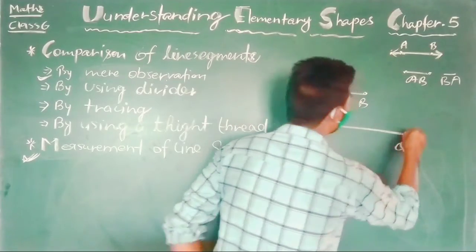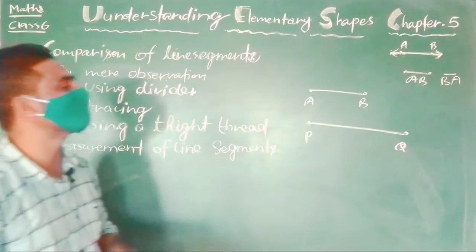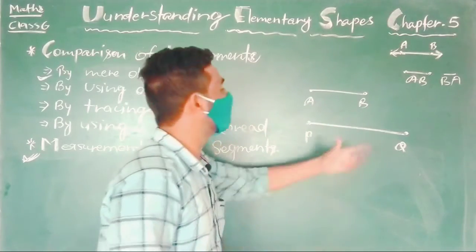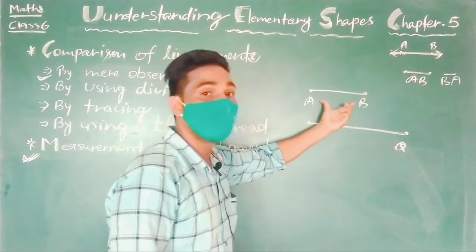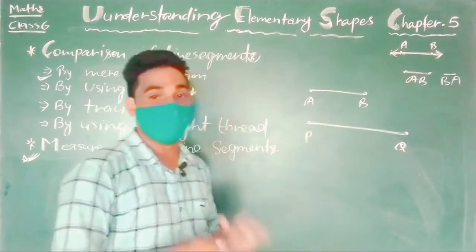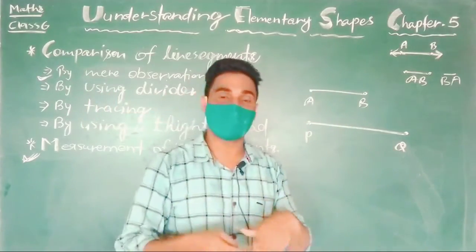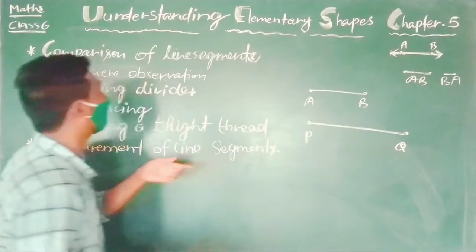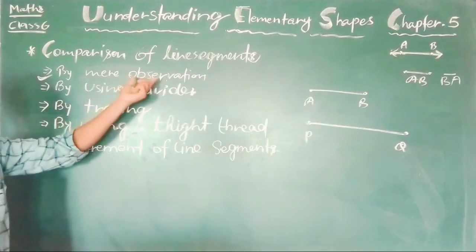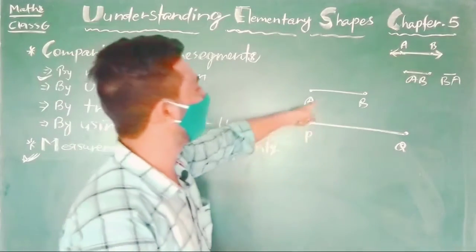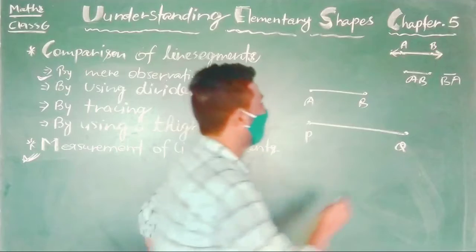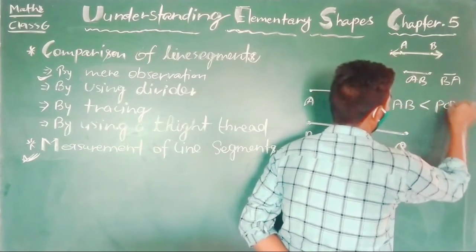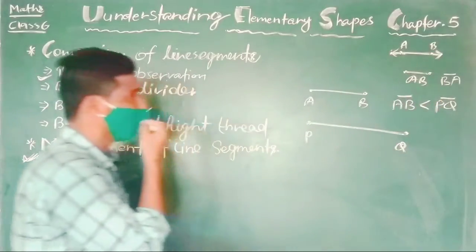Now by seeing, by judgment, we can say that this AB is smaller than this PQ, and this PQ is greater than AB. We do not have to measure it; by seeing only we get the observation, and that is called mere observation. By looking you can see AB is smaller than PQ, so we write AB is smaller than PQ line segments. This is mere observation.